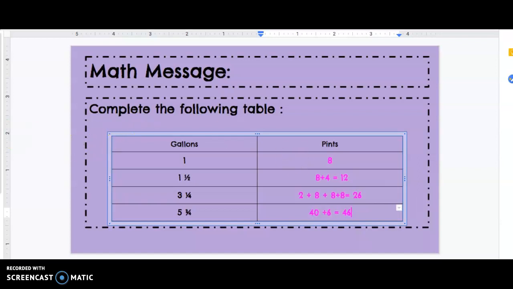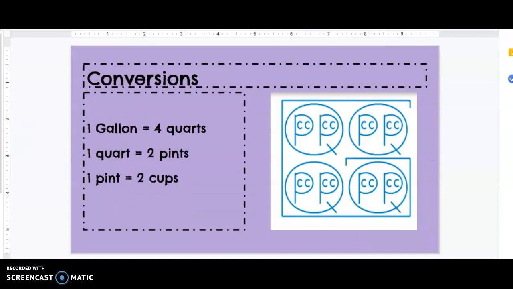A helpful way to remember this too is always think of that image of the letter G in your head. 1 gallon equals 4 quarts. Each quart is equal to 2 pints, and each pint is equal to 2 cups. It's super helpful to keep this image in your head as we continue to work on our conversions.